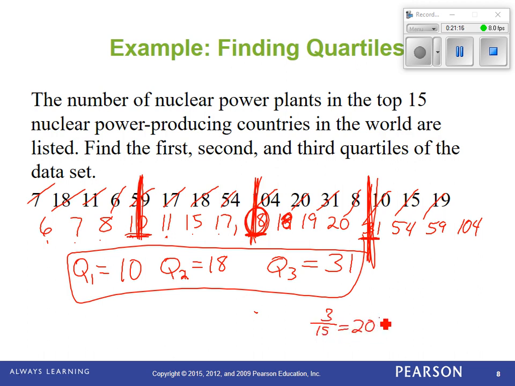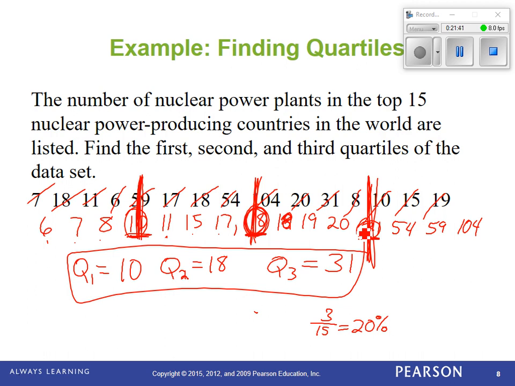20%? How many are in here? 3, so that'd be 20%, 20%, 20%. Now what we're not including is those numbers, and they would have to fall in there also, and that's where the 25 would come in. But those are our quartiles. Nothing hard about finding quartiles. Split the data up into 4 parts.